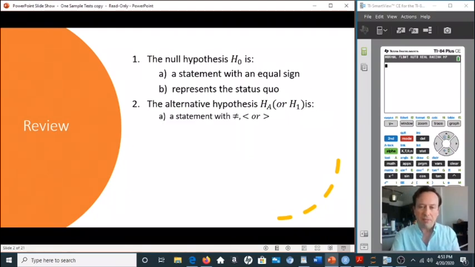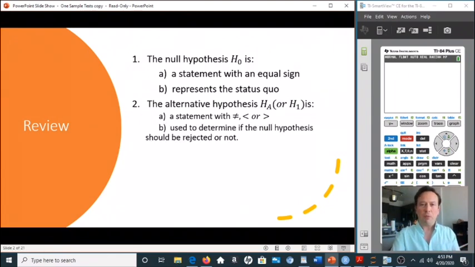They both mean the same thing. Remember, that's a strict inequality using those symbols. And also, it is used as an opposite or as a challenge to the null hypothesis. And it helps us to determine in a hypothesis test whether or not we should reject the null hypothesis. Meaning, should we reject or not reject the status quo? Should it be updated or not?